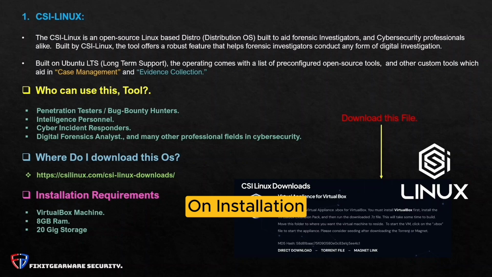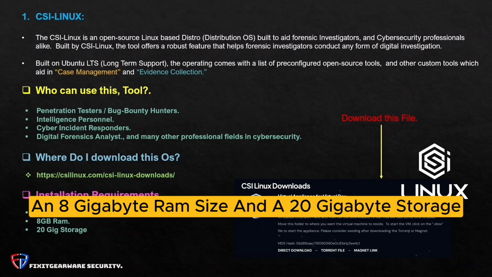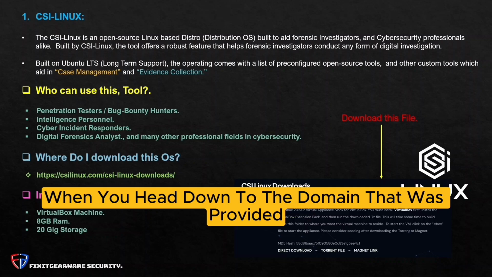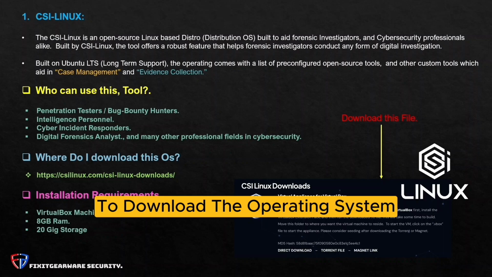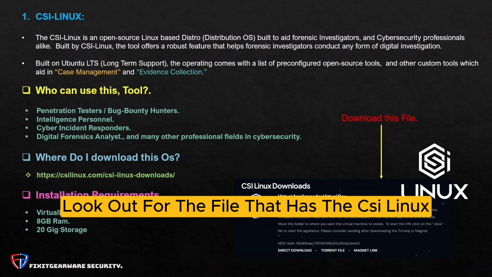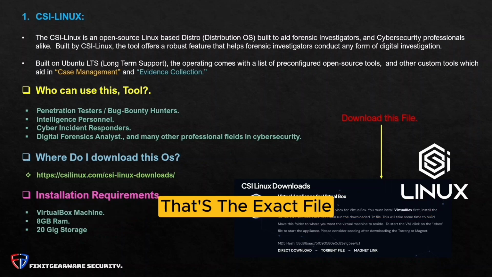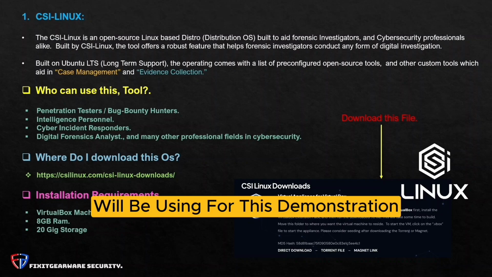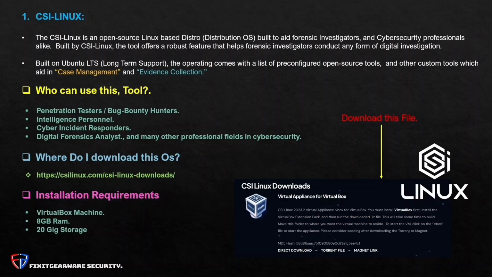On installation requirements, we'll be requiring a VirtualBox machine, an 8GB RAM size, and a 20GB storage. Also remember when you head down to the domain that was provided, which is the CSI-Linux platform, to download the operating system, look out for the file that has the CSI-Linux virtual appliance for VirtualBox. That's the exact file we'll be using for this demonstration. So to get started, let's get our machine fired up.